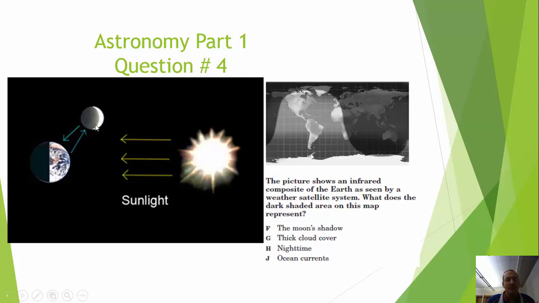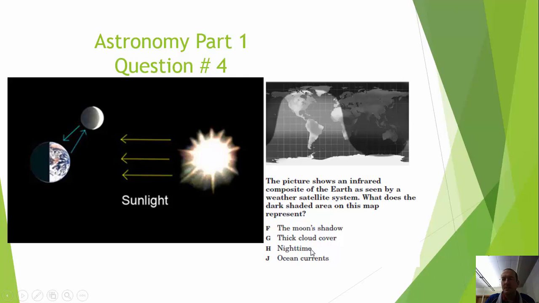Now, let's look at the moon. This is our moon right here. Is it possible that the moon's shadow is going to take up this much space on both sides? No. If the moon's shadow is on the Earth, it's going to be a solar eclipse and it's going to be very small and moving quickly across the time. This question also asks about thick cloud cover. Does that look like thick cloud cover? If it's this spread out, we would expect to see some over here. And this really doesn't make sense based off of what it's asking for, infrared composite.